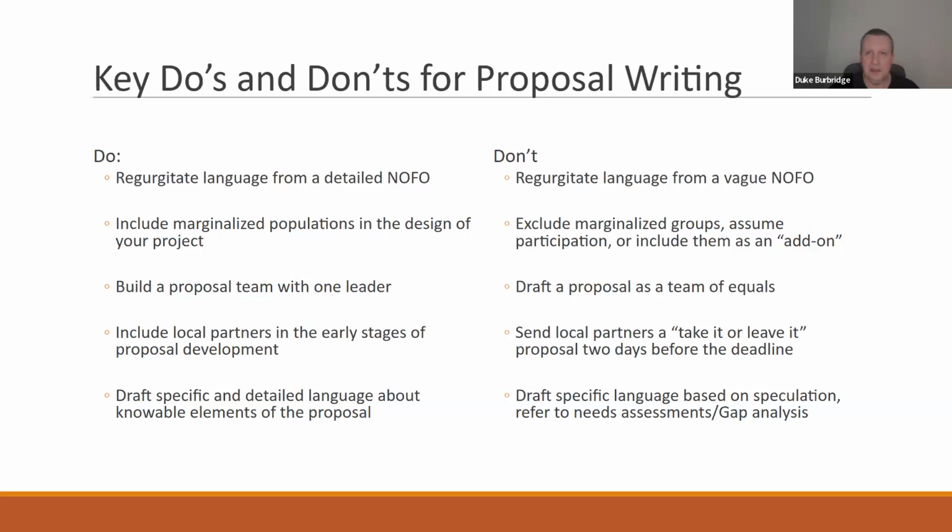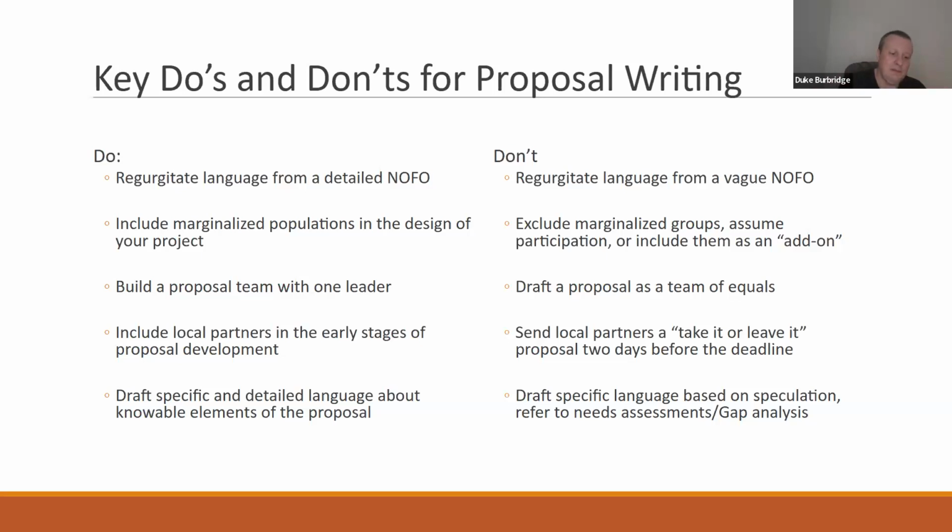Do regurgitate language from a detailed funding opportunity, a detailed NOFO. You'll see there are 2 types of NOFOs. Some of them will say, we want you to do a project. We have $100,000. We want you to do a project to empower women through education. If that's the goal, then you can do a lot of stuff. That means use your own creativity, design a program that suits your organization and meets their goal. Use your own language for that. Don't worry about what they're talking about. Just make sure it hits their objective.